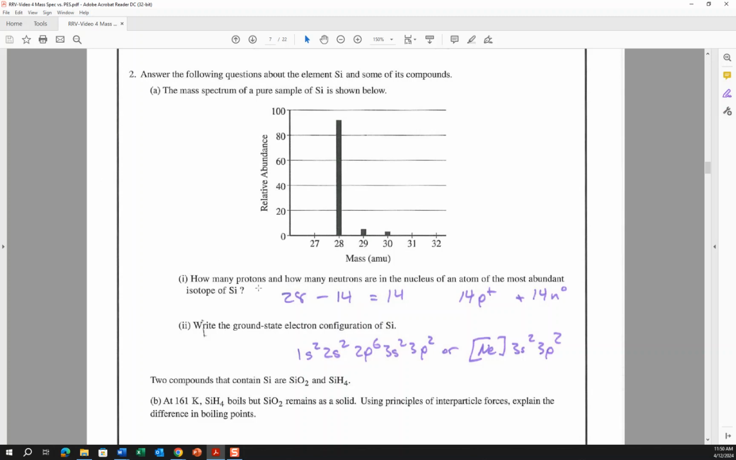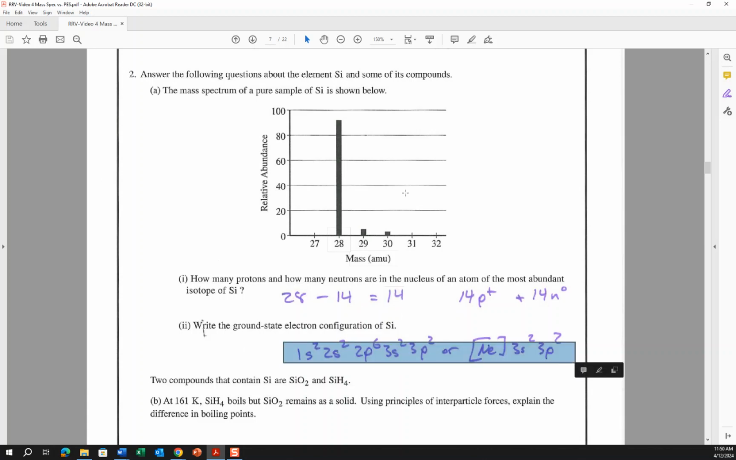And the question is how many protons and how many neutrons are in its most abundant isotope. So you would say the most abundant one is 28. You go to the periodic table, its atomic number is 14, so 28 minus 14, that means 14 protons and 14 neutrons, okay? Then it also says write the ground state electron configuration.